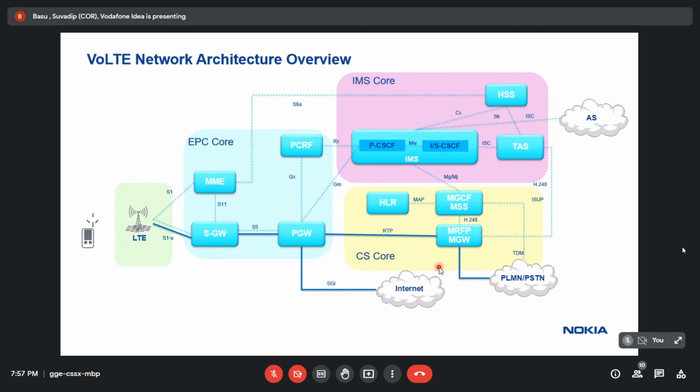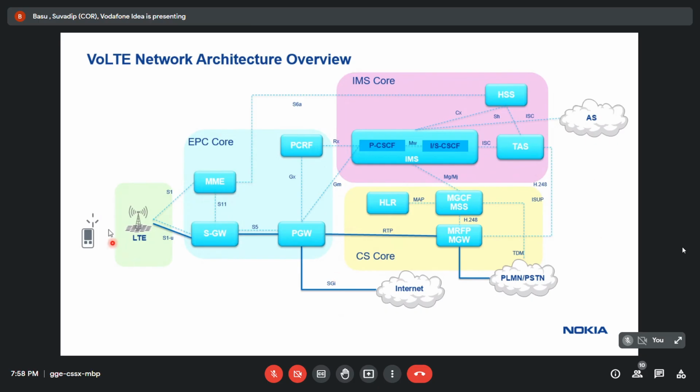And number two, of course, when a VoLTE subscriber moves to a scenario where he does not get the VoLTE services, then his services need to be catered from the CS side. So in both the cases, we call the thing interoperability. Okay.